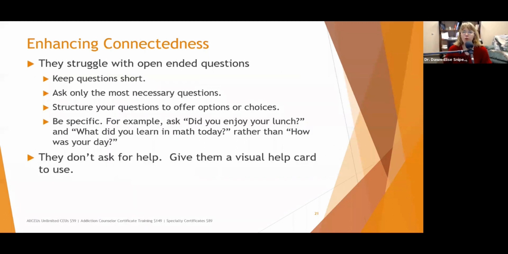If they struggle with open-ended questions, keep questions short and ask only the most necessary questions, structuring them to offer options or choices. Instead of saying, are you hungry? That's a yes or no. You may say something like, did you enjoy your lunch? What did you learn in math today? Instead of, how was your day? That's way too open-ended. What did you learn in math today? If they don't ask for help, that's okay. You may give them visual help cards that they can use if they have a hard time asking for help.